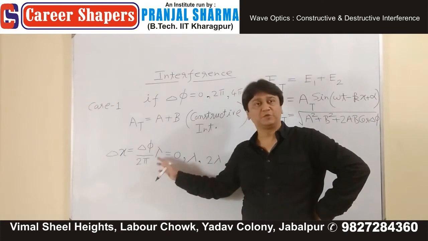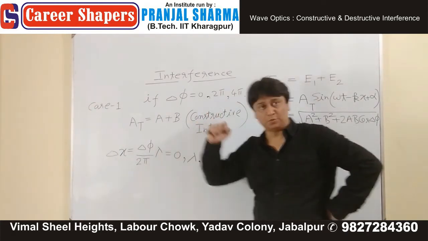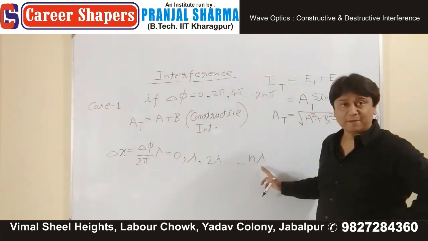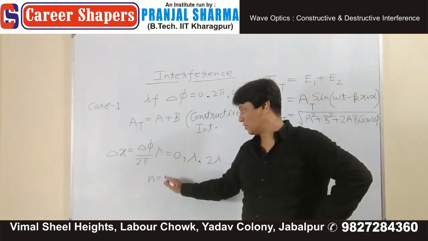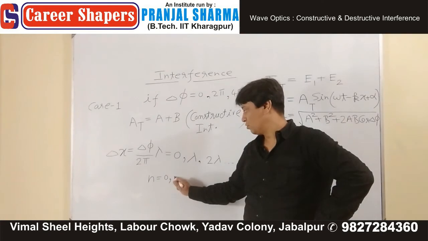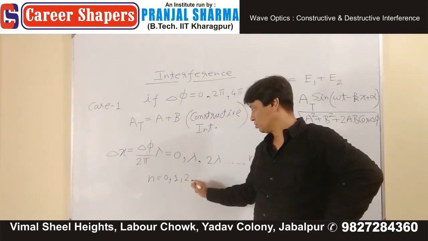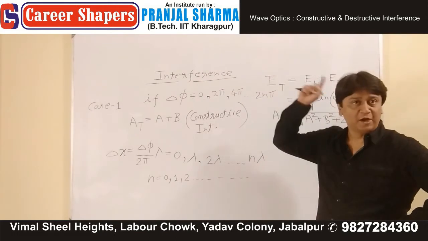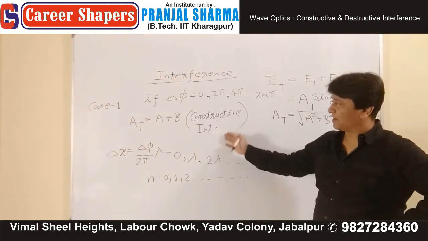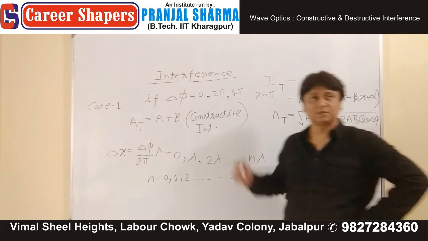If path difference between S1 and S2 is n lambda, where n starts from 0, 1, 2, then at point P, constructive interference will take place.